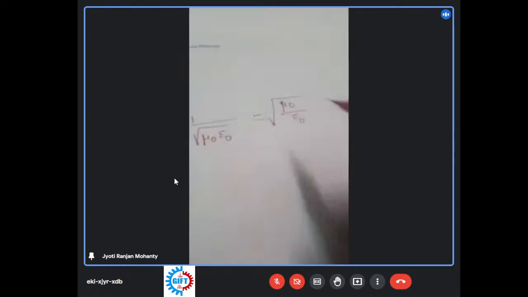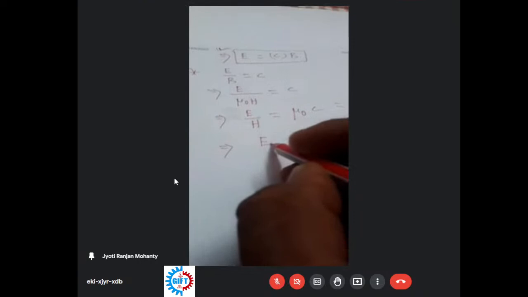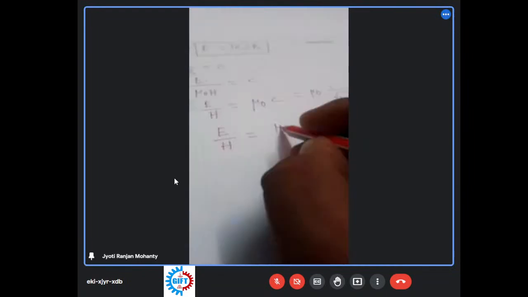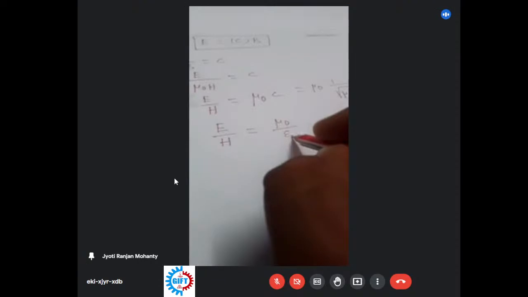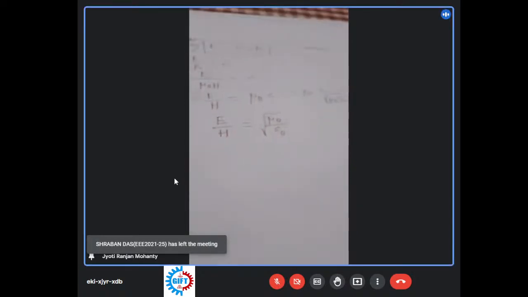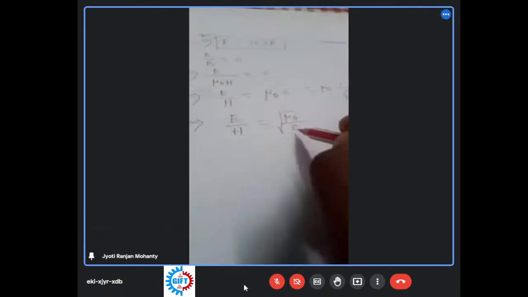What is mu naught? Magnetic permeability in free space. What is epsilon naught? Electric permittivity in free space. You know these two values, right? Mu naught is 4 pi into 10 to the power minus 7. Epsilon naught is 8.85 into 10 to the power minus 12.